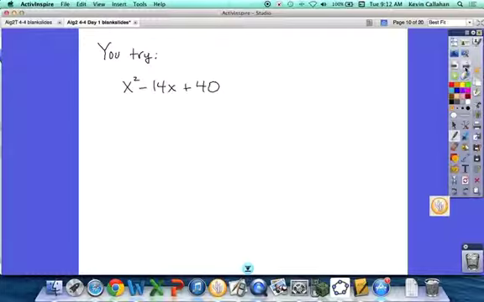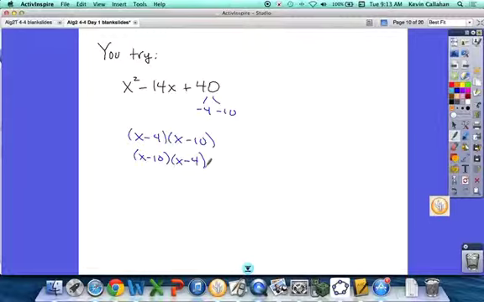Okay, so what are the two numbers? -4, -10. Right, so it's going to be x minus 4 times x minus 10. Does it matter if you happen to have written x minus 10 times x minus 4?